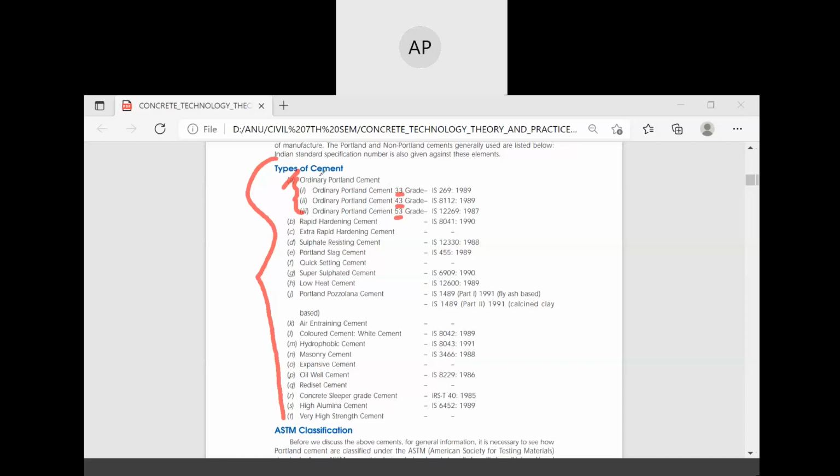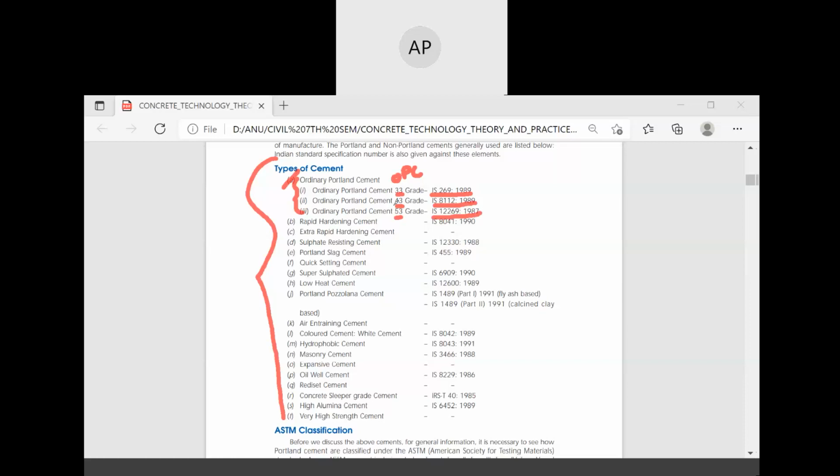Okay, see, ordinary Portland cement in short form we call it OPC cement. Okay, so OPC 33 grade means it follows this IS code, IS 269 1989. And for ordinary Portland cement 43 grade, we use IS 8112 1989. And for OPC 53 grade, we use IS 12269 1987.